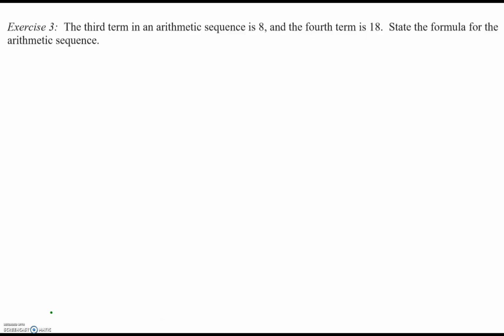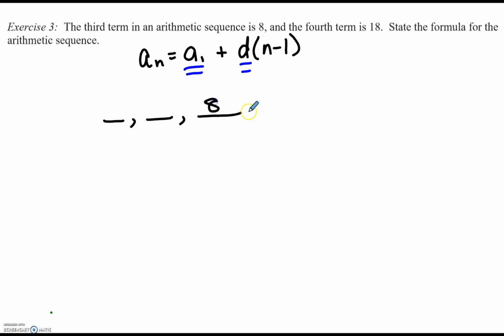For this next one, the third term in an arithmetic sequence is 8 and the fourth term is 18. State the formula for the arithmetic sequence. So they told us it's arithmetic. So once I see arithmetic, I'm just going to write down the formula that I need. Now I need our first term and our common difference. So I'm just going to list out, we know we have the third term, which is 8, and the fourth term, which is 18.